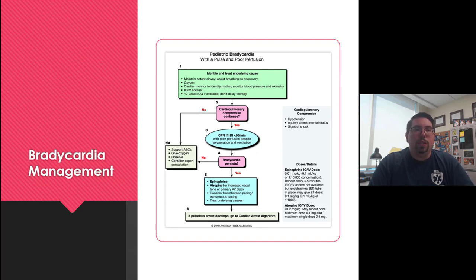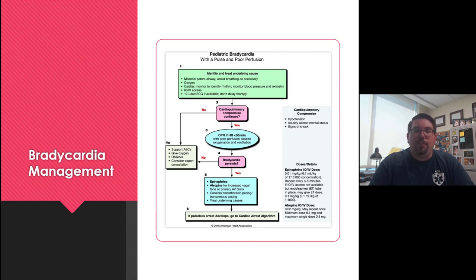If the answer is no, that they do have a strong cardiovascular system, we're going to support their ABCs, provide oxygen, and consider expert consultation. If the bradycardia persists, we can go ahead and administer epi or atropine in order to increase the heart rate. Primarily, you're going to see epi as your main drug in this case. Again, we're going to use epi 1 in 10,000, 0.01 milligrams per kilogram, or 0.1 milliliters per kilogram, every 3 to 5 minutes.